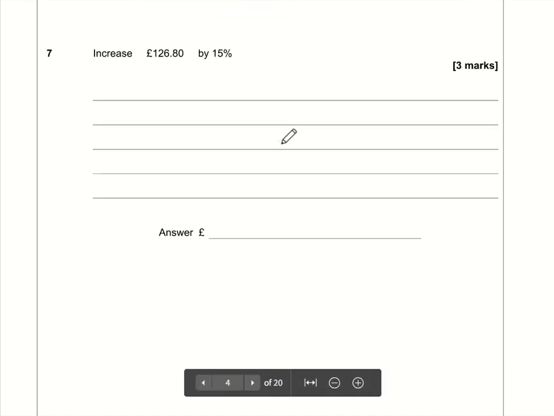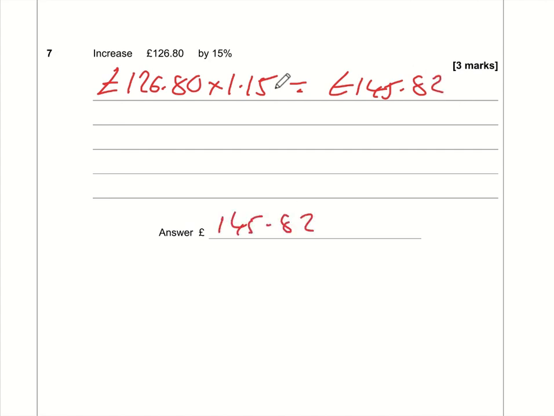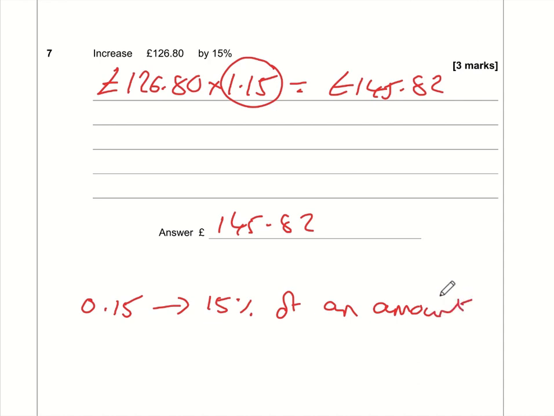Question number 7, a couple of ways to do this. It depends how good you are with your percentage multipliers. The quick way is 12.68 multiplied by 1.15, and that will give you an answer of £14.58. Now, a lot of people will not understand where this number comes from. If you're calculating 15% of something, you would multiply by 0.15. So this is the number if you want to work out 15% of an amount. But if you want to increase by 15%, you just add 1 to this number. So 0.15 plus 1 is 1.15. So that is to increase by 15%.